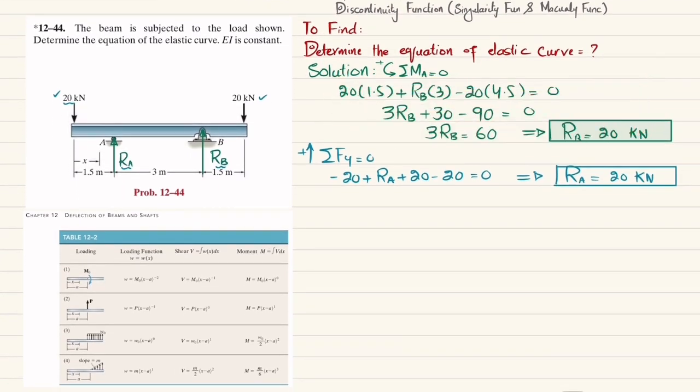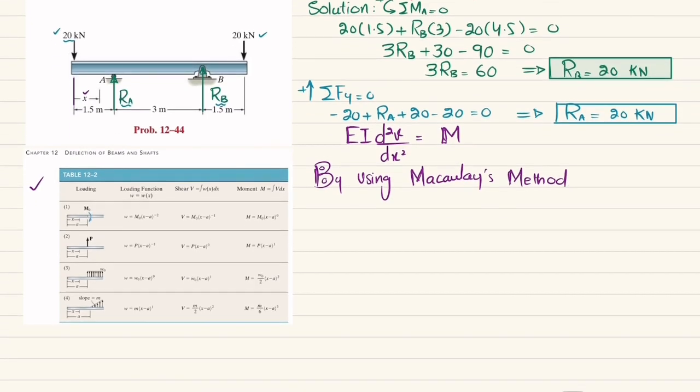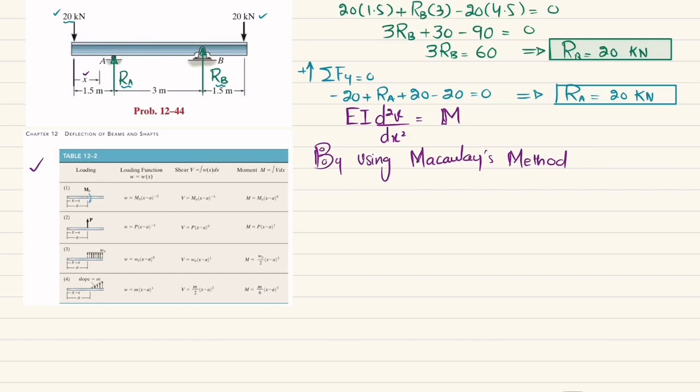So what we will do is find the equation of elastic curve, and we know that the equation of elastic curve can be obtained by using this formula: EI into d square v over dx square, where v is deflection and x is the distance that starts from here, is equal to moment. So we will find this moment by using Macaulay's method, by using discontinuity functions. For that, you can see this is the table that is available in chapter number 12, deflection of beam and shaft. So for that, I will write the equation of moment.